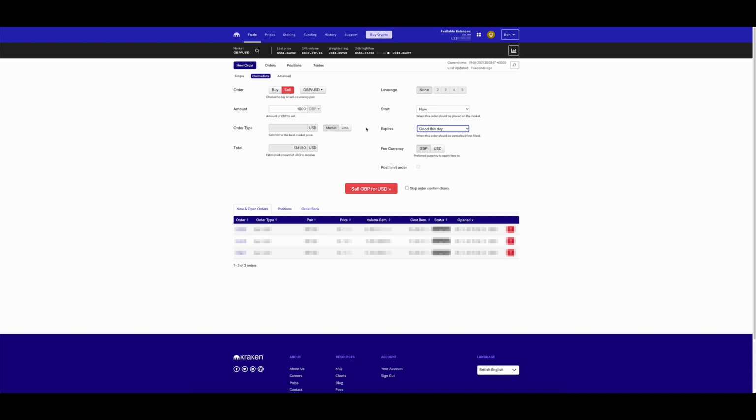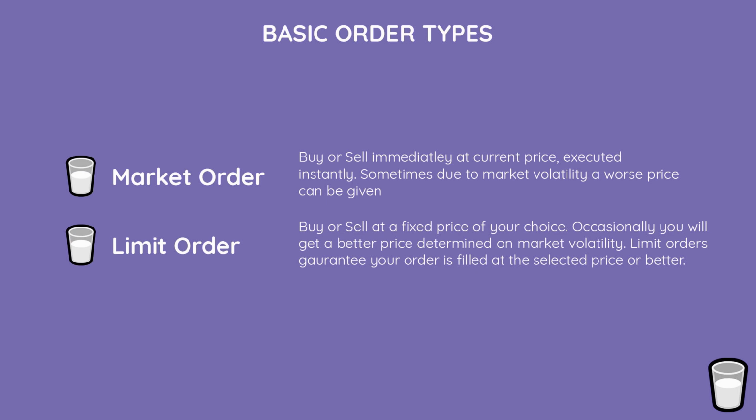If you see the next clip here on the difference between market and limit orders, this will explain it in a little bit more detail. So as you can tell here, there's a real basic explanation of the difference between the two. So a market order, which is what we're doing at the moment, is a buy or sell immediately at current price, executed instantly. Sometimes due to market volatility, a worse price can be given.